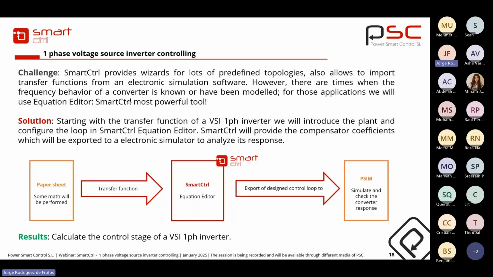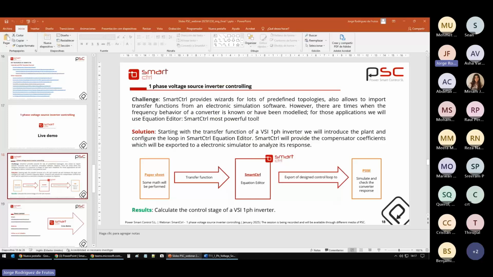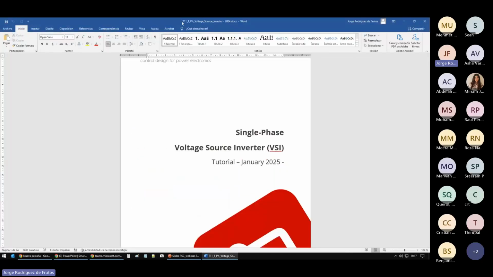So we will start, as we said here, with a paper set with the mathematical modeling of the converter. Once we know the transfer function, we will go to the SmartCtrl Equation Editor, and the coefficients of the compensator will be sent to a template we have in PSIM to analyze the control that we have created. So to start with that, I will open tutorial number 11, which is mainly what we will be covering today.